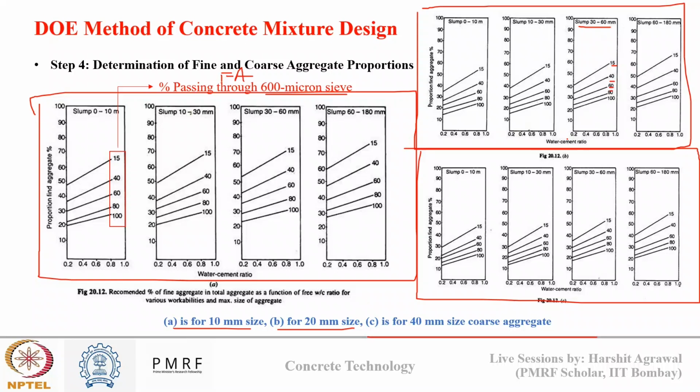And we know the W by C ratio taken, so we'll draw a vertical line from this value, and from this slump we'll get the intersection point. When we draw a horizontal line we'll get a value on the y-axis that will be my proportion of fine aggregate. So out of 100%, suppose 40% is coming out to be fine aggregate, then 60% of the weight will be coarse aggregate. This is how the DOE method defines the proportion of fine aggregate and coarse aggregate.